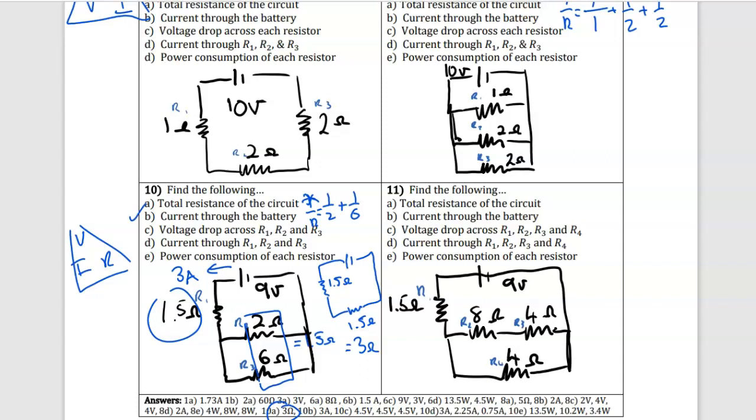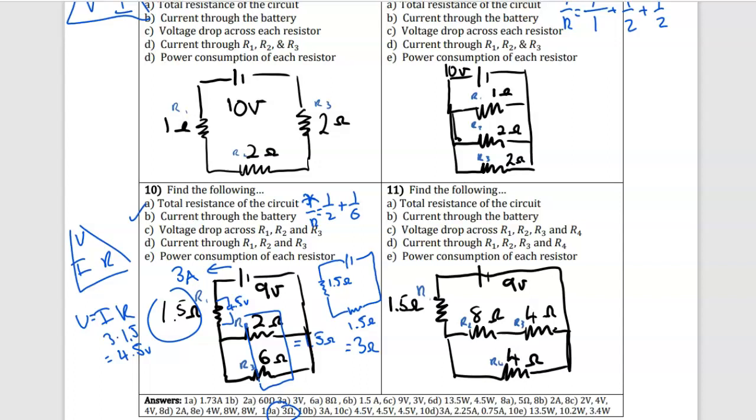So this one is a little bit more complicated, but we're almost done. For this guy, let's do this guy first. We know voltage is equal to current times resistance, right? So I have 3 amps going through a 1.5 ohm resistor. So 3 times 1.5 is going to equal 4.5 volts. Okay, so the voltage here is 4.5 volts.